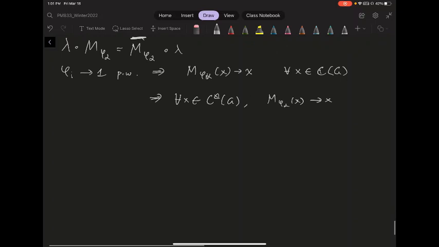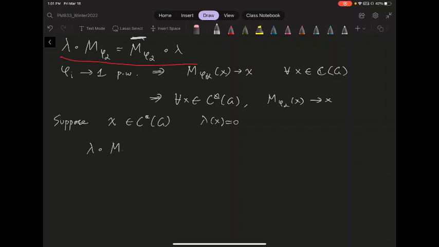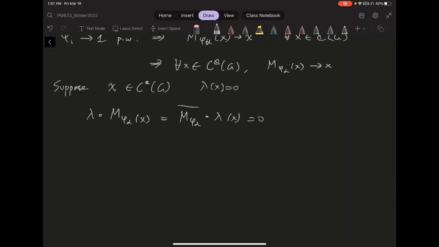All right, so now let's suppose I have something that's in the kernel of my lambda. So let's say lambda of x inside the full C-star algebra. If lambda of x equals 0, then you use this commuting relation. Let's plug into the right-hand side: lambda composed with M phi alpha of x is going to be equal to M phi alpha bar composed with lambda of x, but lambda of x is equal to 0. This means this is also equal to 0. So this basically just translates to each of these M phi alpha of x being 0.